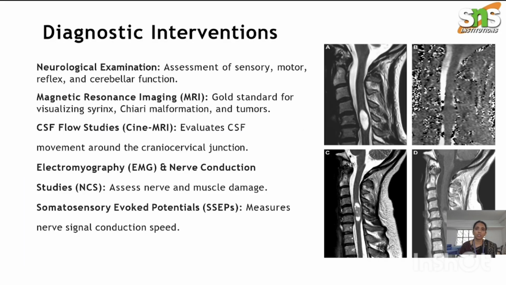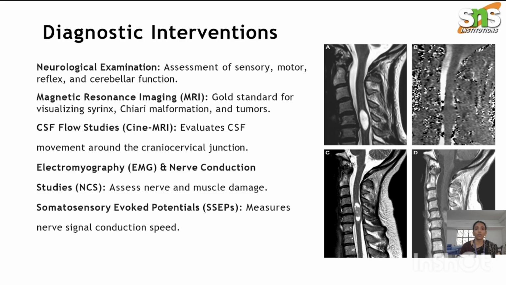How can we diagnose syringomyelia? Neurological examination. We have to assess the sensory, motor, and reflex function of the affected area and also the normal area. The cerebellar function can be examined with the help of cerebellar assessment of balance and coordination. And MRI is the gold standard for visualizing the syrinx, Chiari malformation, and tumors present in the spinal cord.